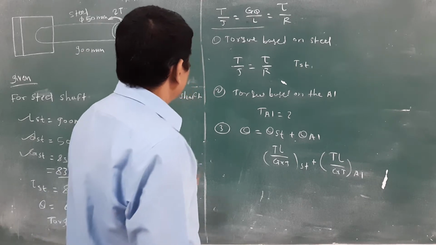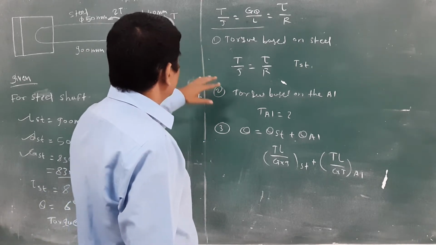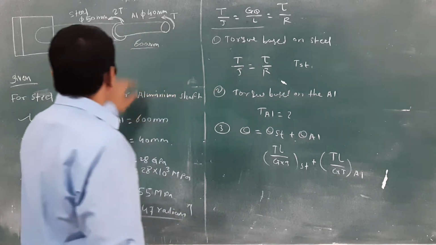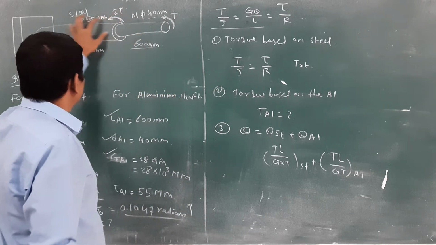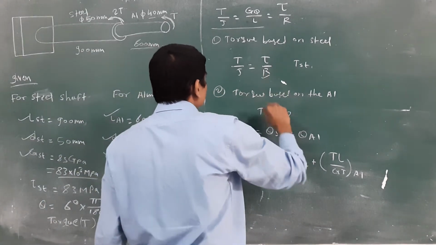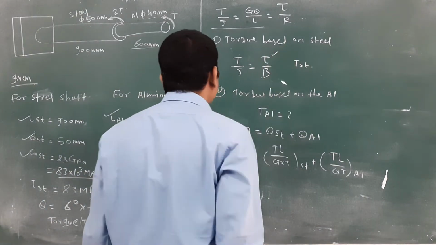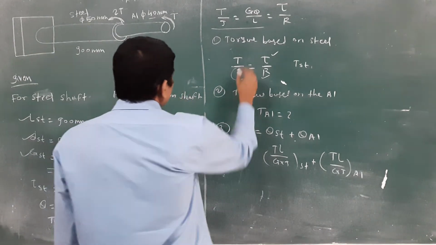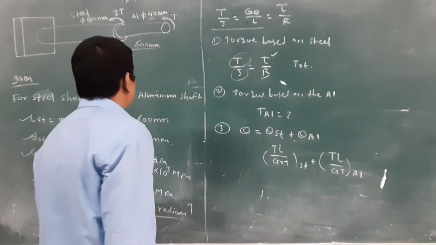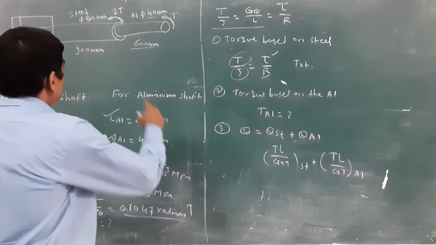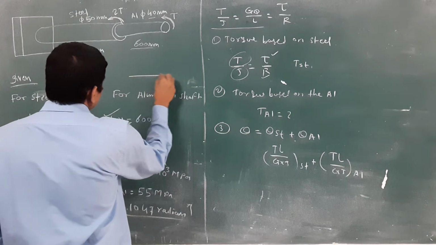Then see which values will be required in this formula. We know the radius because the diameter is given for each, so we can calculate the radius. This tau value is given. We want to calculate the J value and we want to calculate the T value. Then how to calculate those two values? Yes, anybody? See, I will draw the FBD for that.